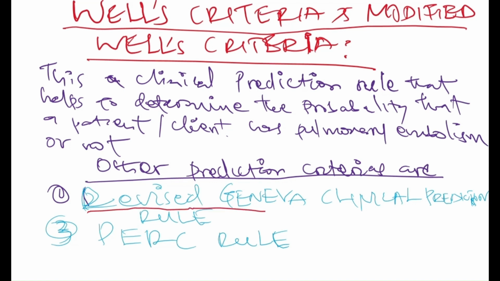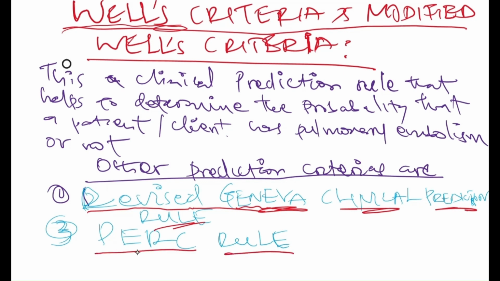While there are other criteria, which involve the Revised Geneva clinical criteria and also the PERC rule, Wells criteria is the intermediate. That is, number one is the Revised Geneva, number two is the Wells criteria, and number three is the PERC, that is the Pulmonary Embolism Rule-out Criteria.